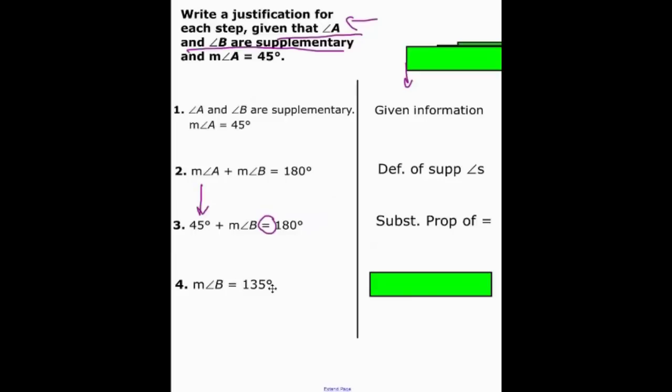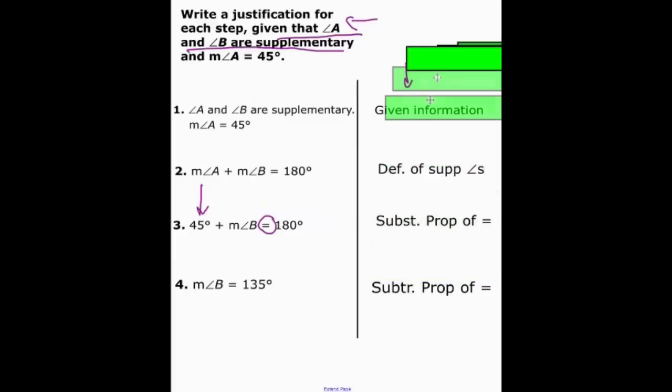And then we have measure of angle B is 135. Think of what we did. We got rid of that 45 right here. We subtracted on both sides. So there you go, you have the subtraction property of equality. Very standard, very basic proof. We start off with geometry, we get into some of the equality properties.